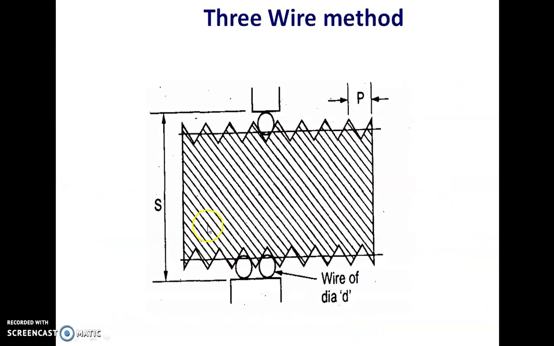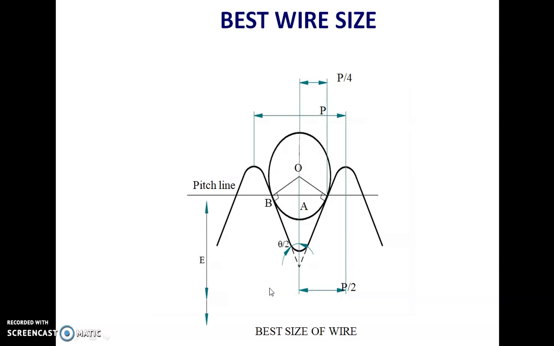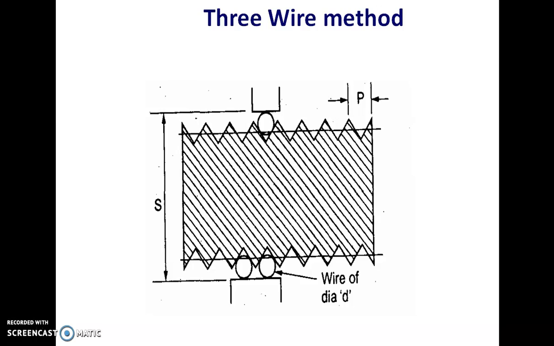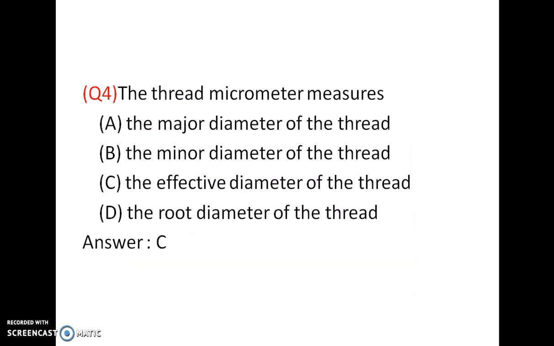In the 3-wire method, the same principle is used, with better contact. The same procedure and the same formula for finding the effective diameter are used as in the 2-wire method. The best wire size can be calculated. The thread micrometer also measures the effective diameter of the thread, as do the 2-wire and 3-wire methods.